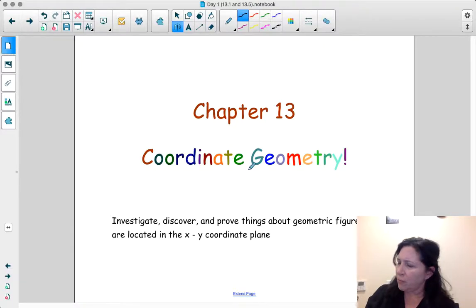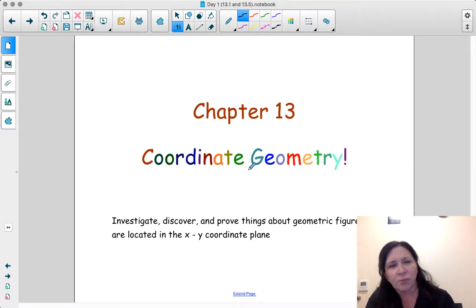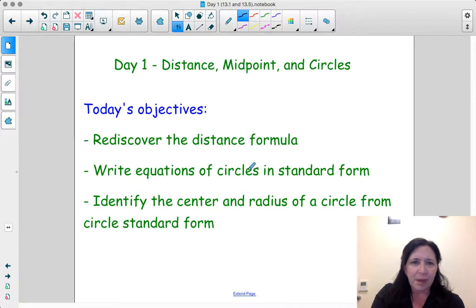Hi, everyone. Today we are going to start a new chapter about coordinate geometry. We're going to be investigating, discovering, and proving things about geometric figures that are on the XY plane. So let's get started. Today we're going to talk about distance, midpoint, and circles. Our objectives are to rediscover the distance formula, write equations of circles, and put them in standard form.